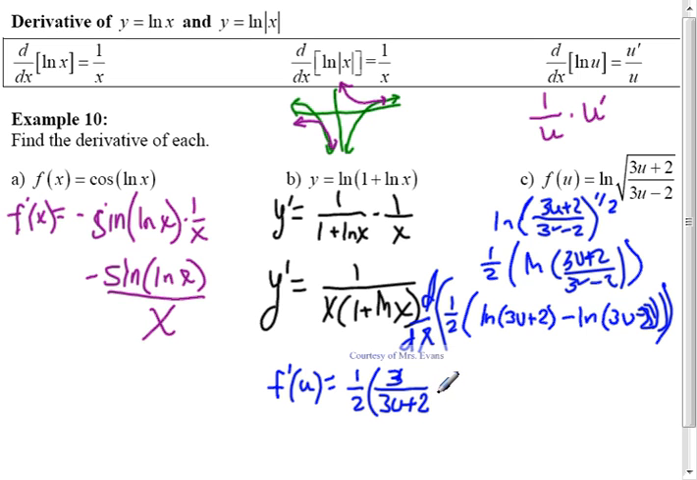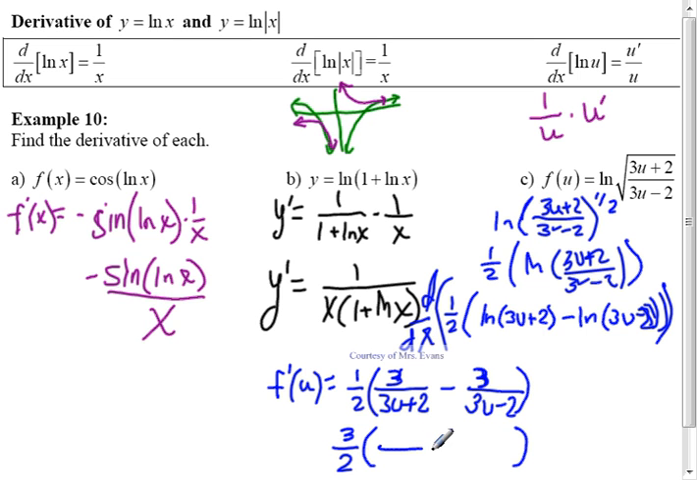Alright, then we have minus 1 over 3u minus 2, and the derivative of that is also 3. So I'll put that up there. We should probably combine these fractions. Instead of writing the 3 on top of both of those, I'm going to write the 3 out in the front. I'm just going to pull that out.